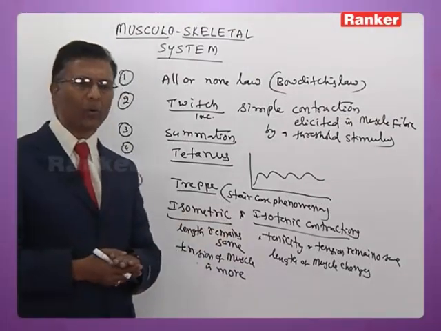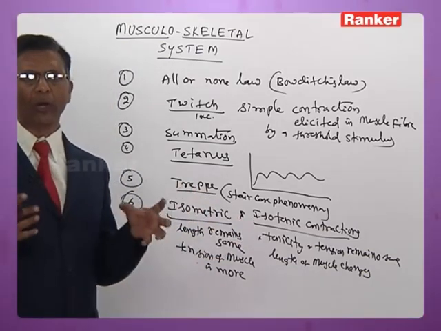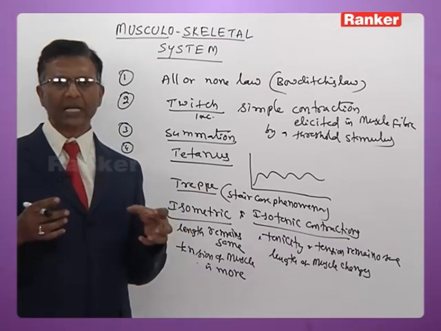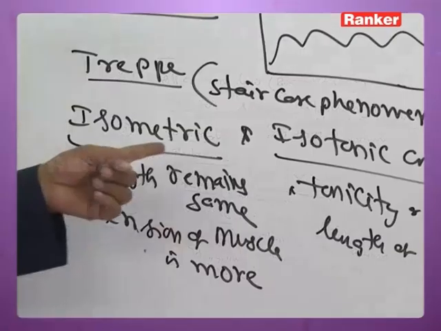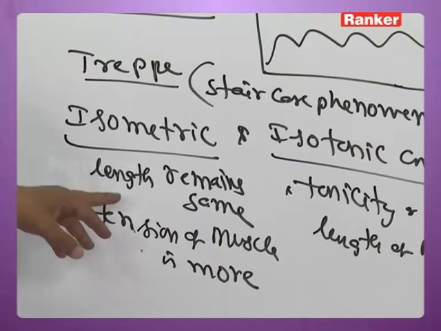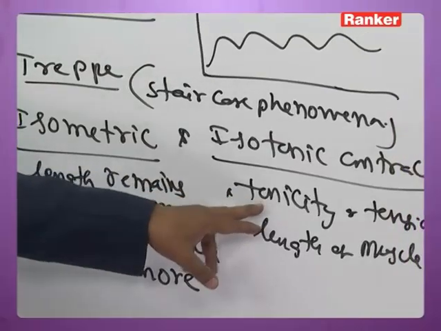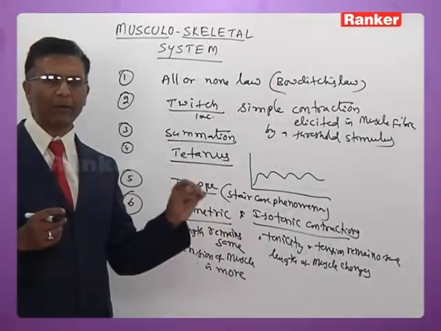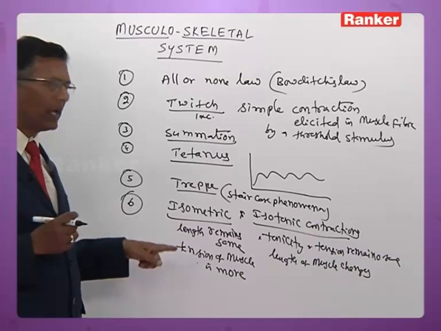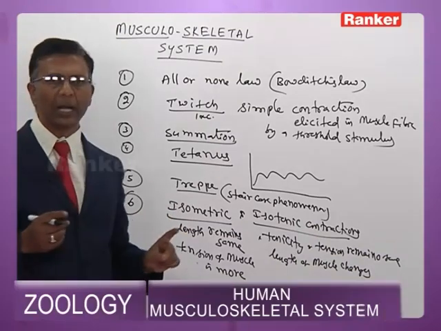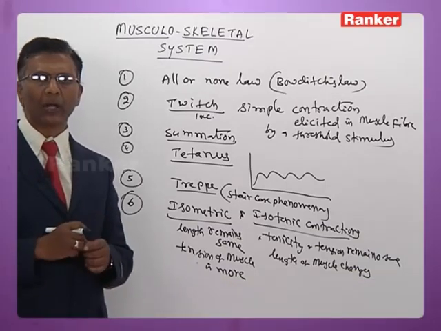So we differentiate between two kinds of contractions. Isometric contraction is when you lift a heavy load whose resistance is much higher than your muscle capacity, where length remains the same but tension is more. When you lift a small load, the contraction noticed is called isotonic contraction. When you try to lift a heavy load, the contraction noticed is called isometric contraction. So these two kinds of contractions come across in the muscle fiber, isometric and isotonic contractions.